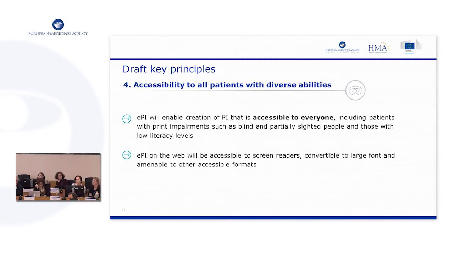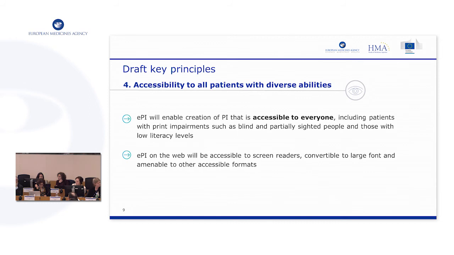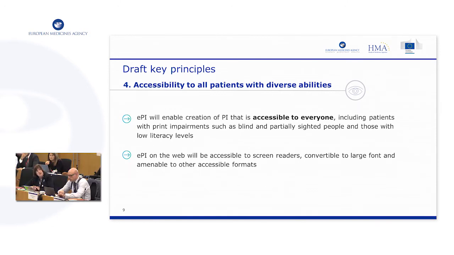Any more? Yes, please, Marian. I just wondered how this will tie in with the Falsified Medicines Directive. Clarify your question, please. There are a number of fake medicines out in the EU, out in the world, that pretend to be valid medicines. And I wondered, is there a barrier to stop these getting onto an EPI system?